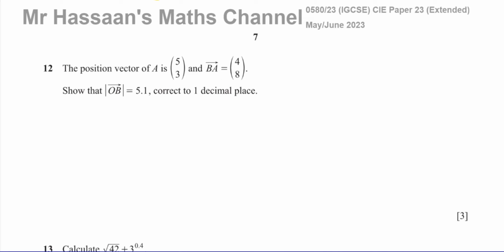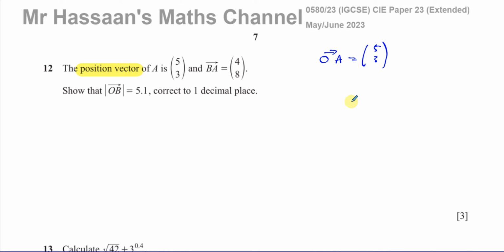They told us that the position vector of A is (5, 3). The position vector is an important word. The position vector of a point is the vector that takes you from O to that point. So the position vector of A is O to A. That's what it means, the vector from O to A. It's always from O, the origin, to that point. So that's equal to (5, 3).